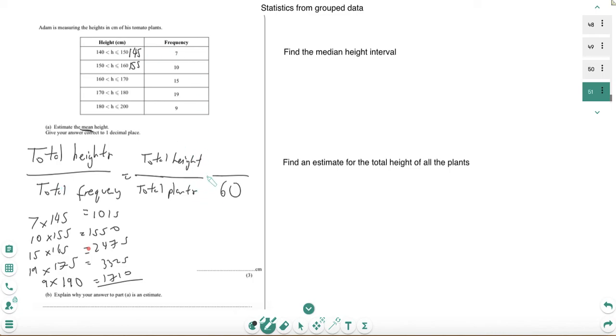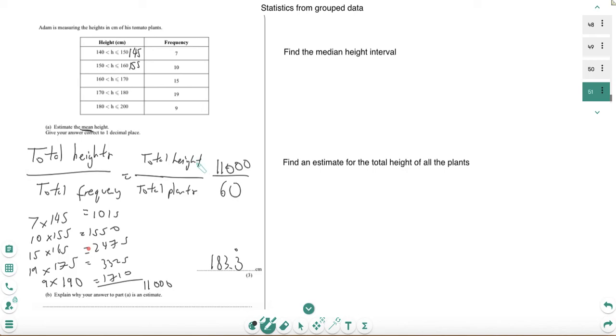Which is 11,000. So the total height of all the plants is 11,000. There are 60 plants in total, so 11,000 divided by 60 is 183.3 centimeters recurring.